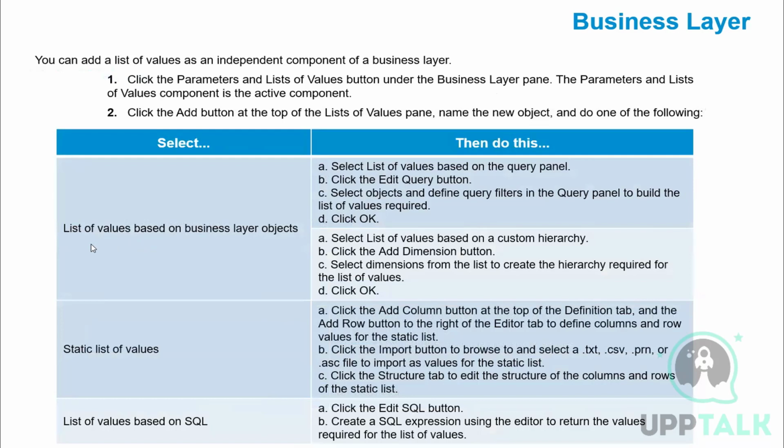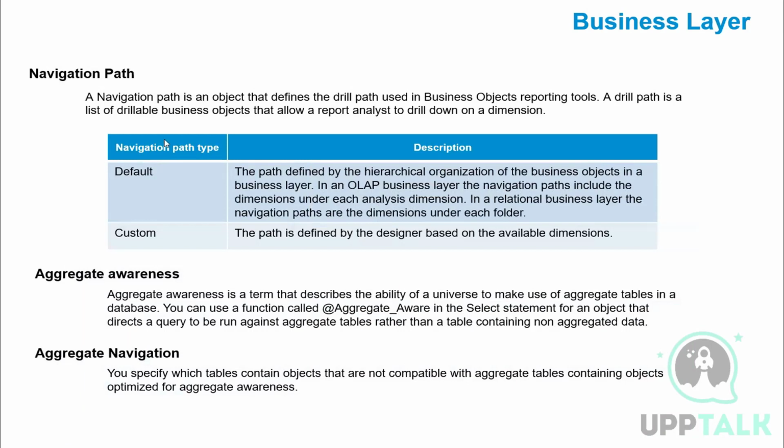The types of list of values are based on business layer objects. A static list of values is where we attach a notepad or some file with a static list of values, so whenever the user refreshes the report, only those values will come. A list of values based on SQL can also be given, so that it will be dynamic. If you write a formula using current year minus 10, then as the year keeps changing, the list of values will keep changing, covering 10 years up to the current year. That kind of possibility is there.